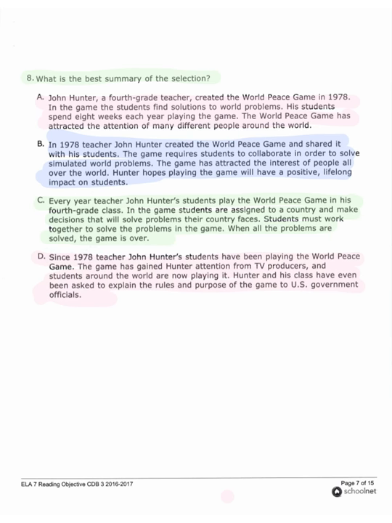D. Since 1978, teacher John Hunter's students have been playing the World Peace Game. The game has gained Hunter attention from TV producers, and students from around the world are now playing it. Hunter and his class have even been asked to explain the rules and purpose of the game to U.S. government officials. Please proceed to slide 8.